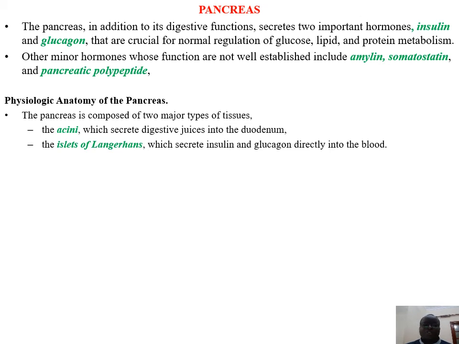The physiological anatomy of the pancreas. The pancreas is composed of two major types of tissues. We have the acinar cells, which secrete digestive juices into the duodenum. They are secreting enzymes, so you have the duct system to transport the enzymes. And you notice those enzymes will be activated by the enterokinase.